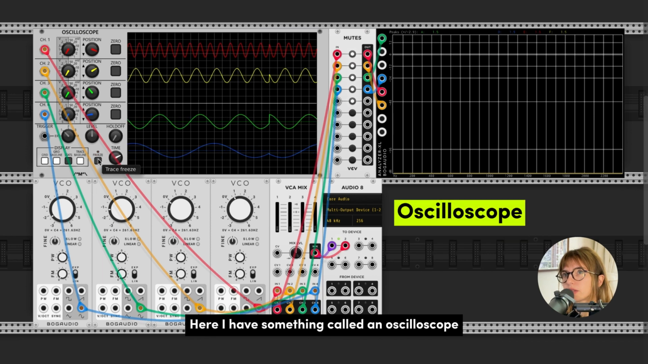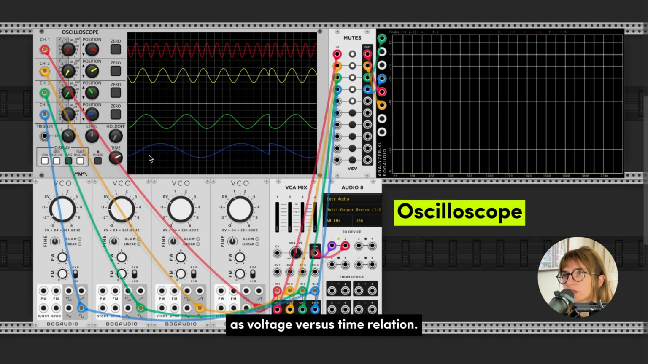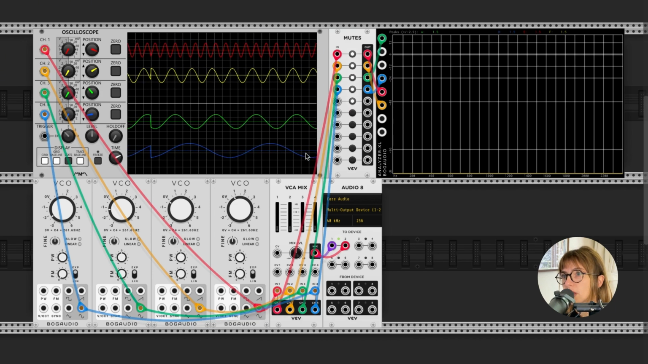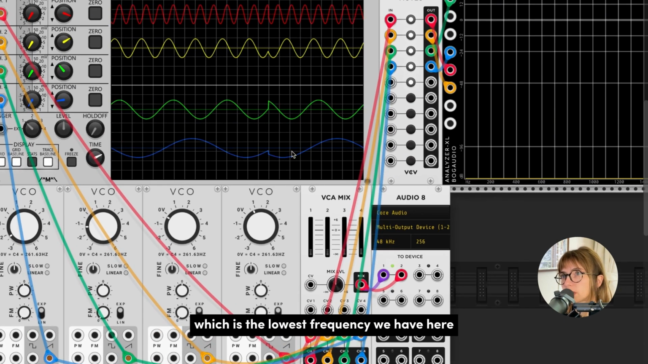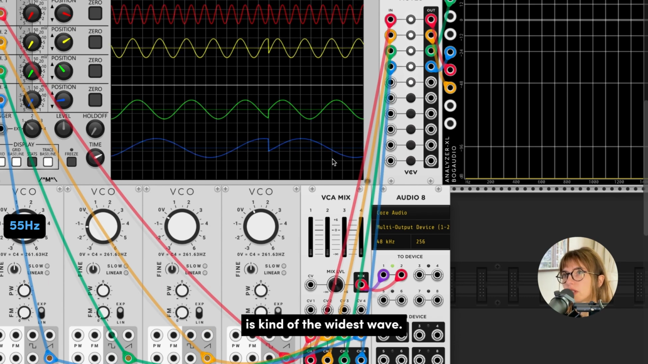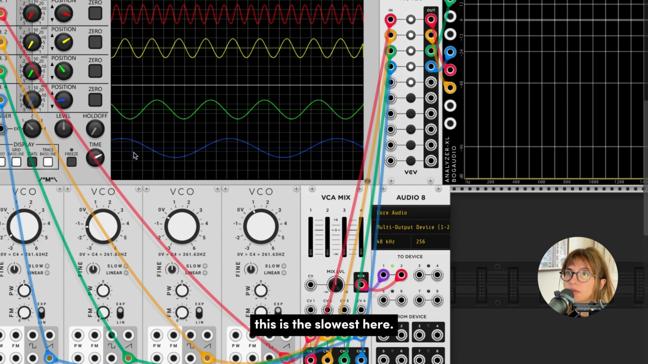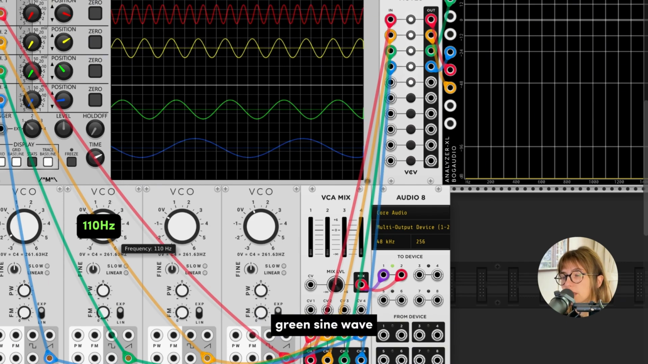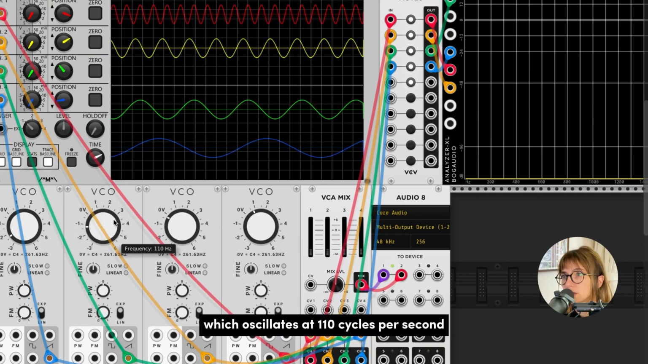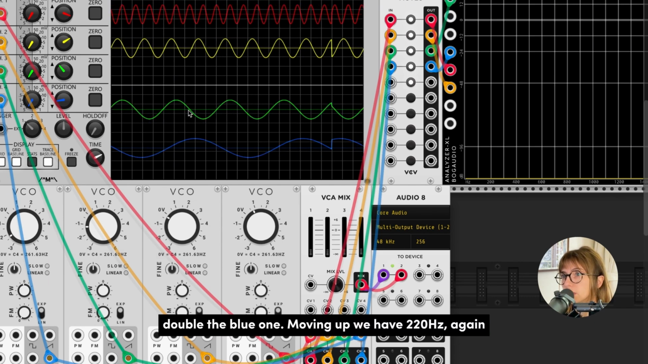Here I have something called an oscilloscope, which shows us the waveforms as a voltage versus time relation. You can see the 55 Hz, which is the lowest frequency we have here, is kind of the widest wave. This is the slowest here. Then we have the 110 Hz green sine wave, which oscillates 110 cycles per second, and double the blue one.